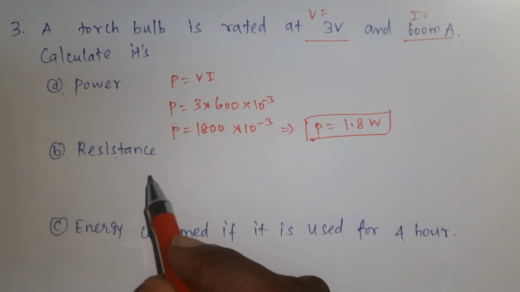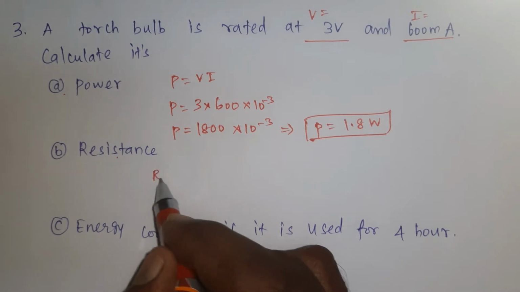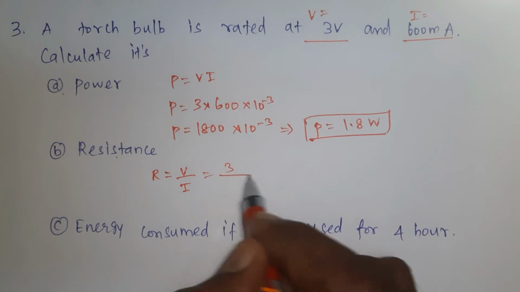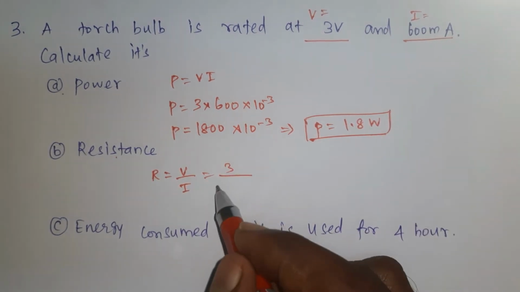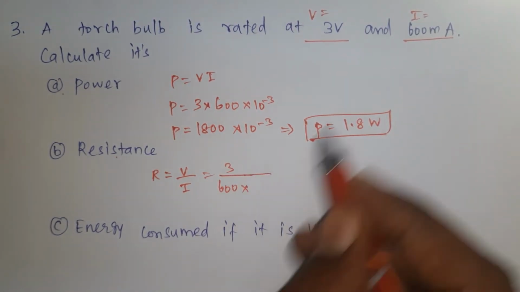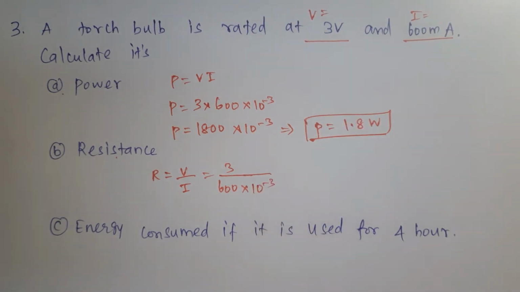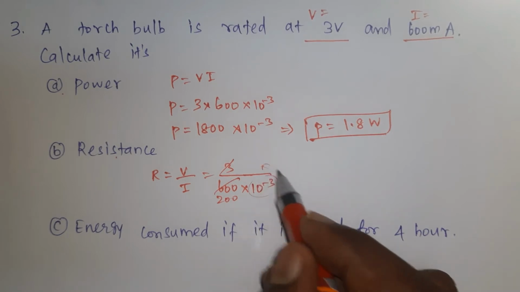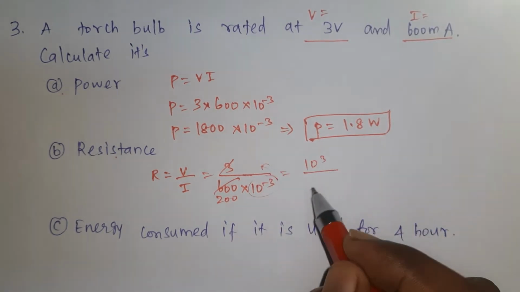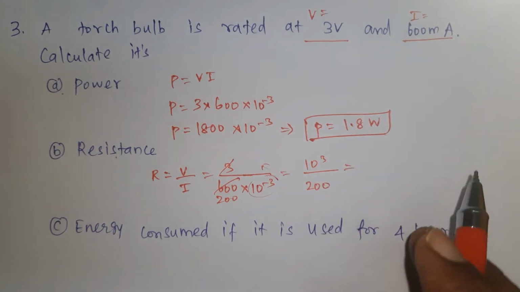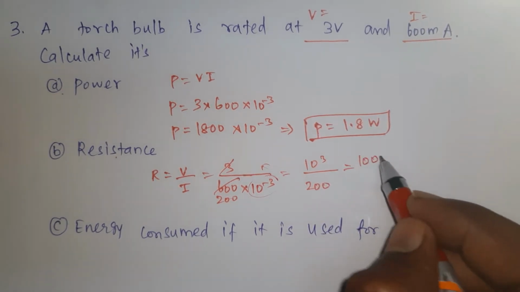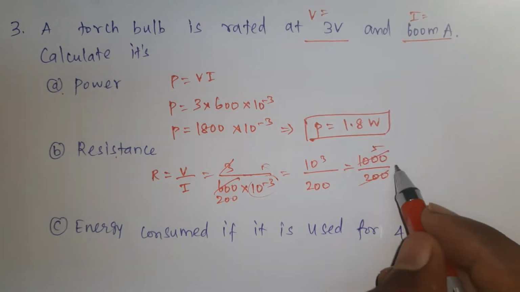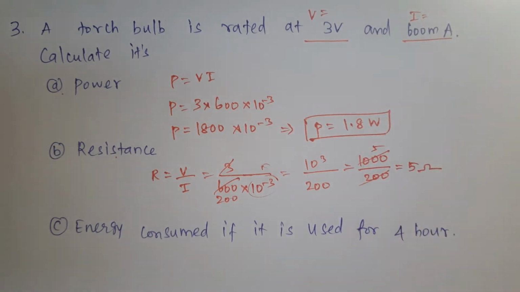Next, resistance. Resistance formula R is equal to V by I, where V is 3 volt. So 3 by I value 600 milliampere, 600 into milli, 10 power minus 3. If we cancel this, we will get 200. This 10 power minus 3 goes to the numerator. It becomes 10 power plus 3 divided by 200, and 10 power 3 is 1000. 1000 by 200, if we cancel this, we will get 5. So resistance is 5 ohm.